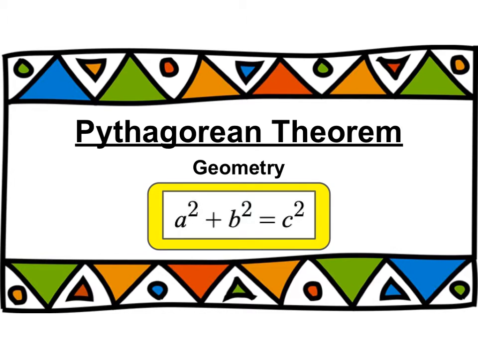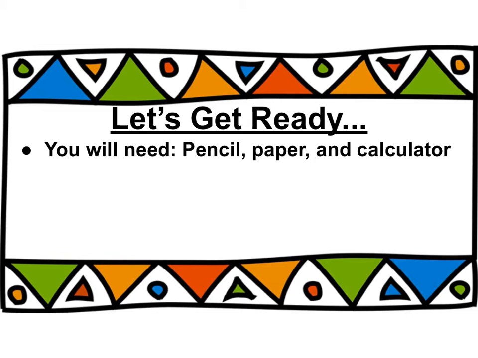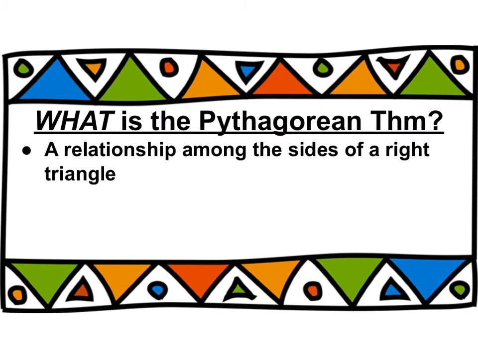Let's learn about the Pythagorean theorem. We have a squared plus b squared equals c squared. That's the Pythagorean theorem. So we're going to talk about what it is, when can I use it, why do I use it, how do I use it, and we'll do a couple practice problems. Let's get ready. You're going to need paper, pencil, and calculator.